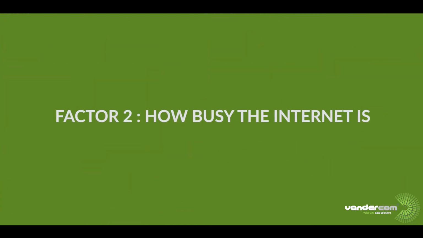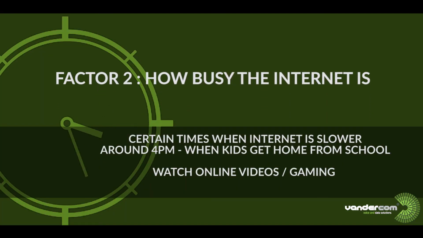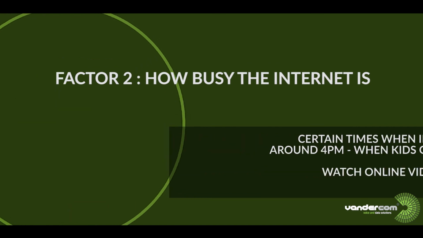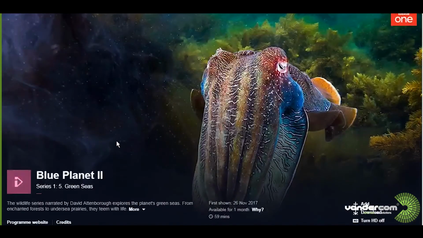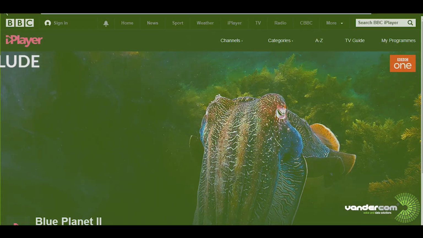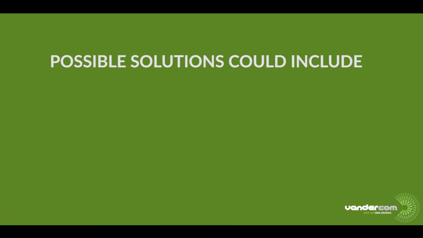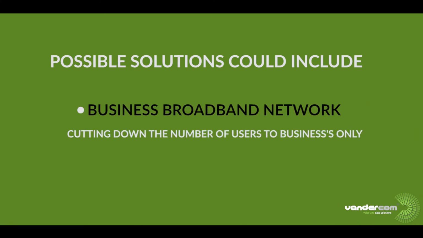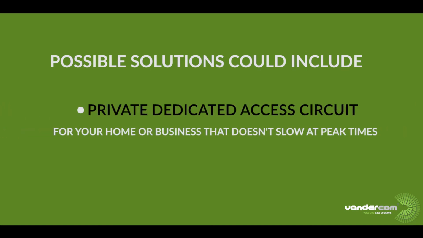How busy the internet is. Certainly, there are times when the internet is slower, typically 4 p.m., when kids get home from school and start gaming or watching videos online. This is important to note. Maybe look at a business broadband network, cutting down the number of users to businesses only, or a private dedicated access circuit for your home or business that doesn't slow at peak times.